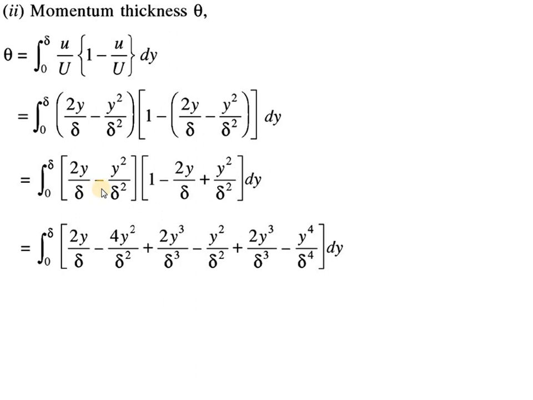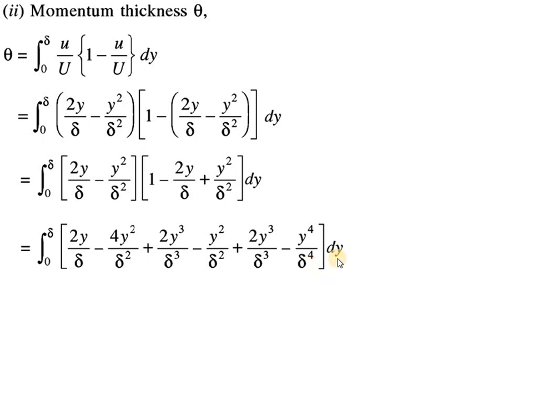So inherently minus will be there whenever we are multiplying. So minus y square by delta square into plus 1 gives us only minus y square by delta square. Minus y square by delta square into minus 2y by delta gives us minus 2y cube upon delta cube. So this minus and this minus become plus, so that gives us finally positive 2y cube upon delta cube. Now this minus y square by delta square and this positive y square by delta square give us negative y raised to the power 4 upon delta raised to 4.